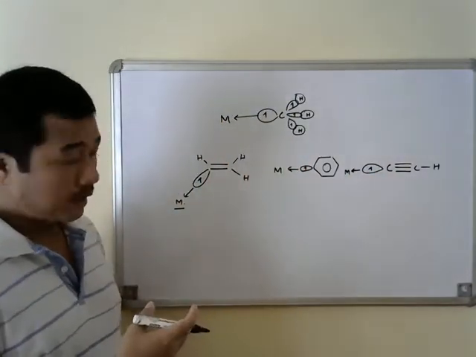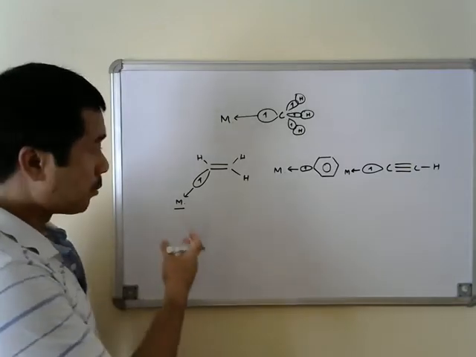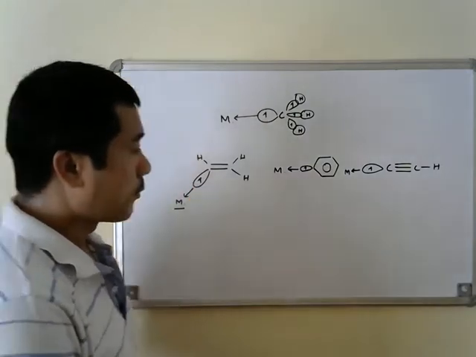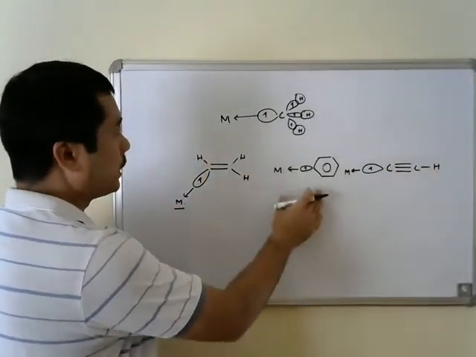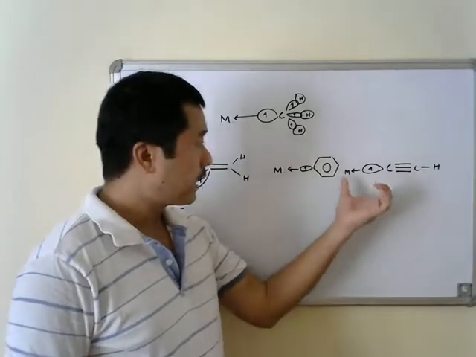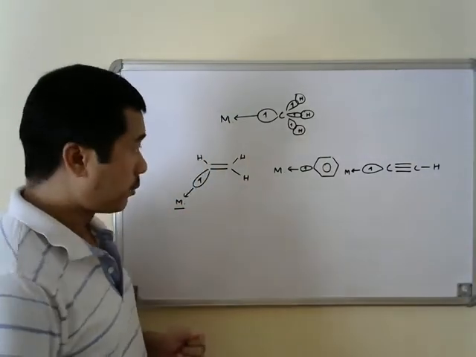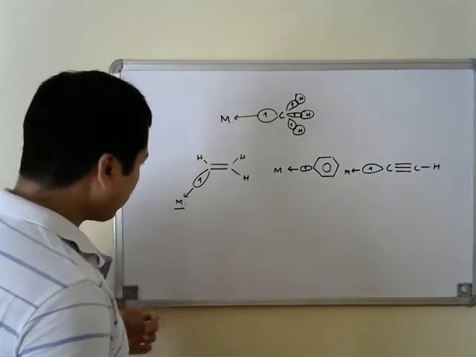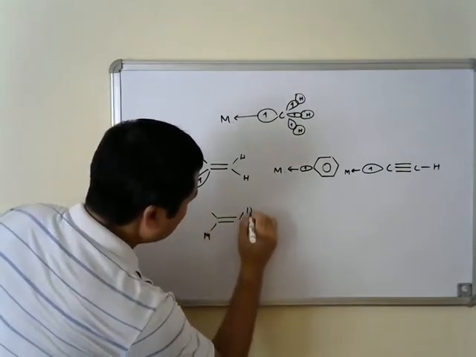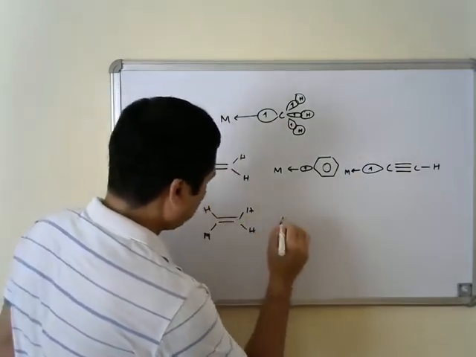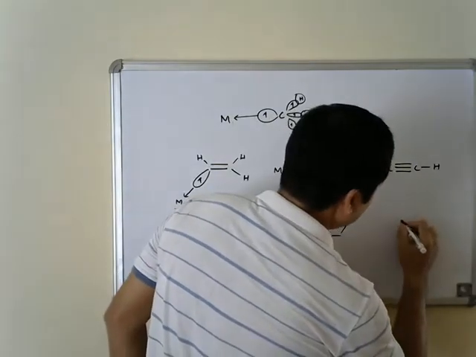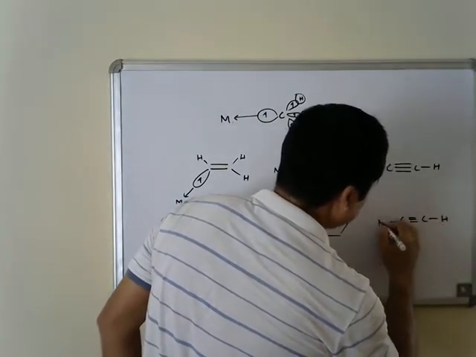So all of these ligands can form sigma bonds with metals by using an unoccupied hybridized orbital. In these two cases, we see that an sp2 hybridized orbital binds with the metal center, while in the case of the alkyne, an sp hybridized orbital binds with, or overlaps with, metal orbitals. So these ligands form complexes in this particular fashion.